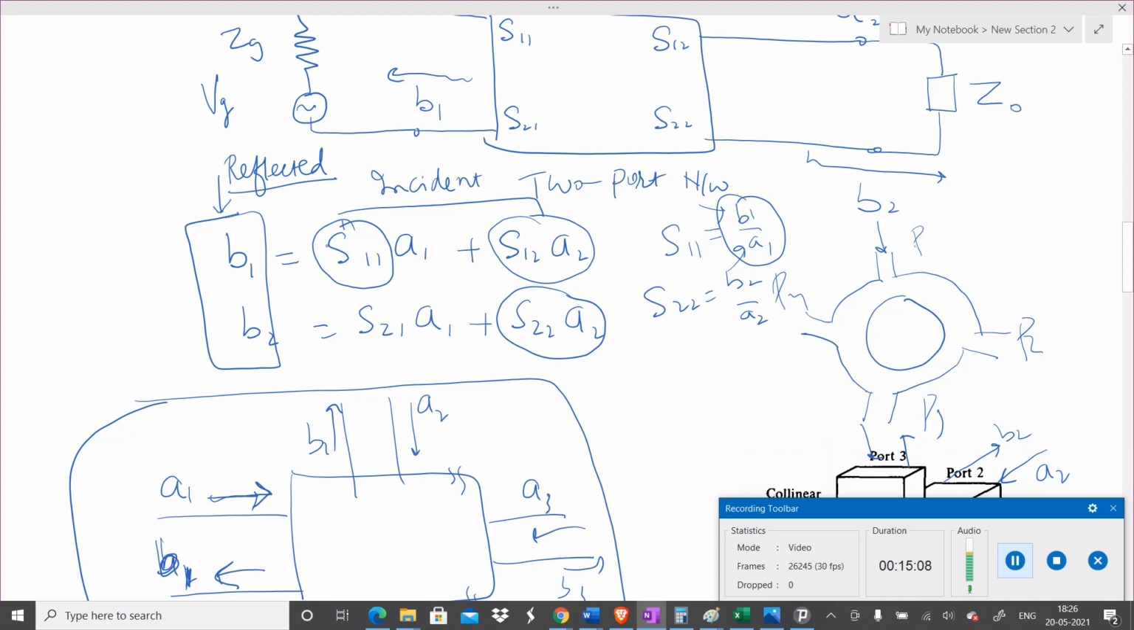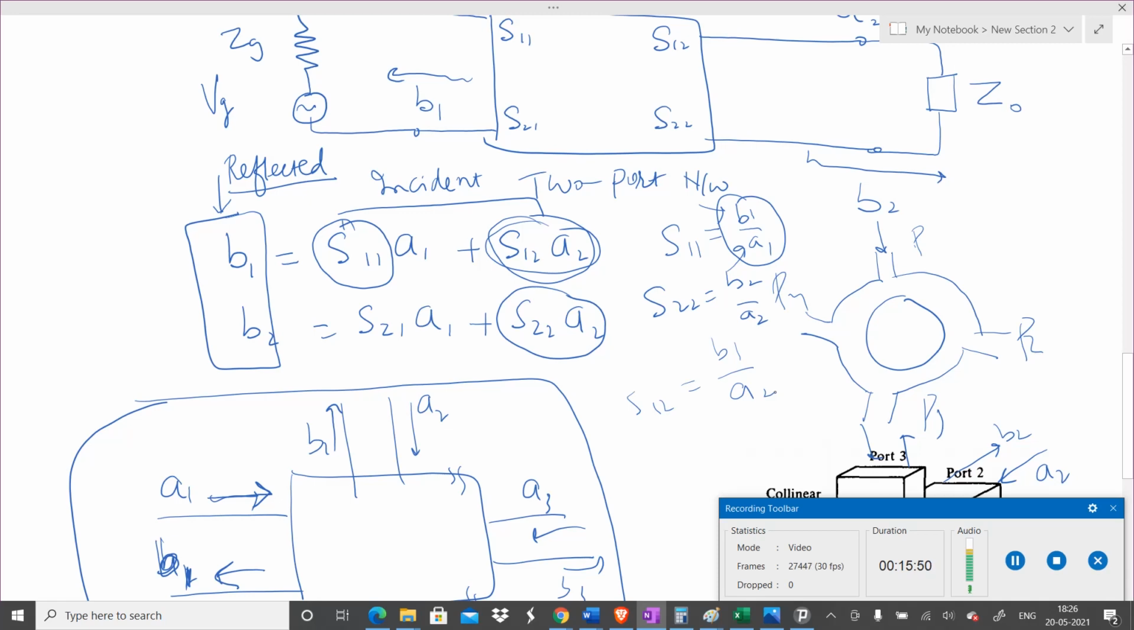You see this S11. What is S11? S11 is B1 by A1 when A2 is not there, right? A1 is the incident wave and B1 is the reflected wave at port 1. Reflection you consider when you are at the same port. Now look at S12. S12 is B1 divided by A2. So this is the ratio at different ports. The reflection of one incident wave at one port cannot happen at another port, right?